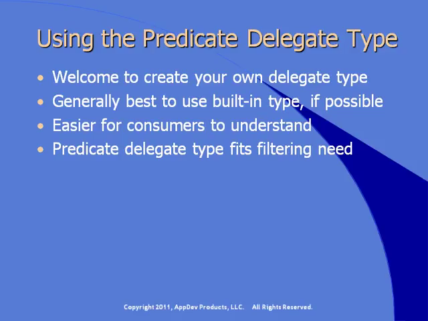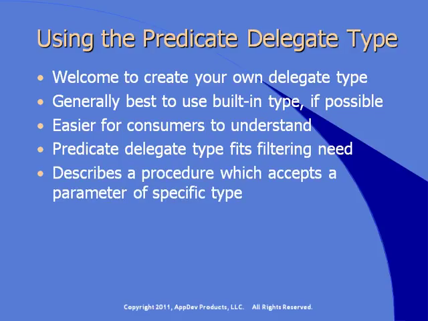The predicate type is a built-in delegate that accepts any kind of object. It is a generic delegate type, and it returns a Boolean value back. Its point in life is to do exactly what our file filter delegate did. The predicate delegate type describes a procedure which accepts a parameter of a specific type and returns a Boolean back. Let's look at our example, which is modified to use an instance of the predicate delegate type as opposed to our own file filter delegate type.